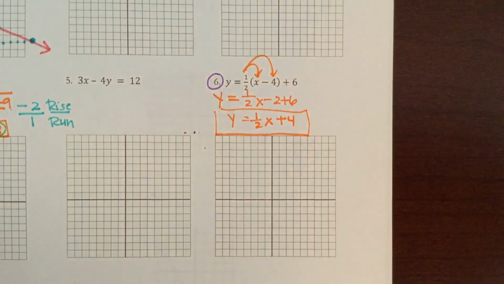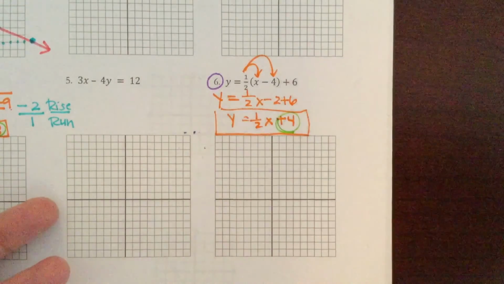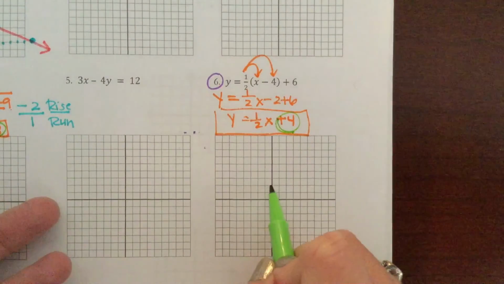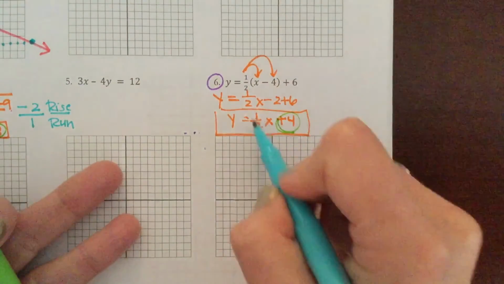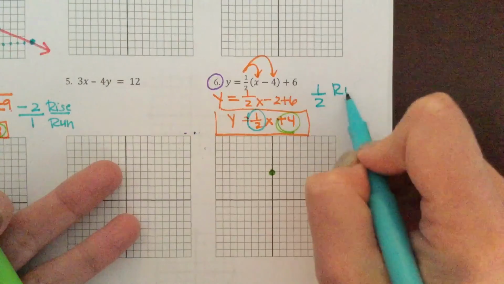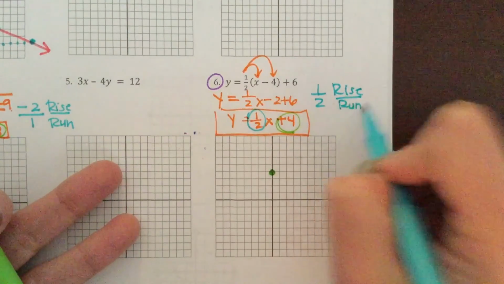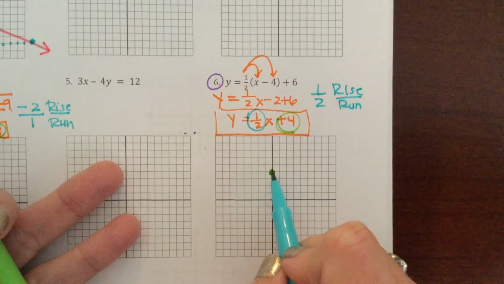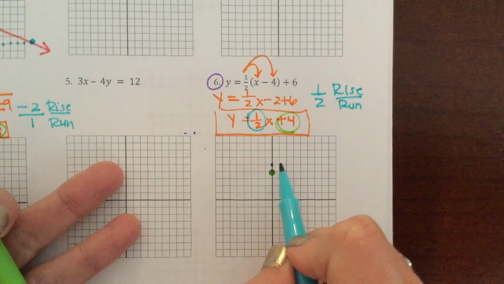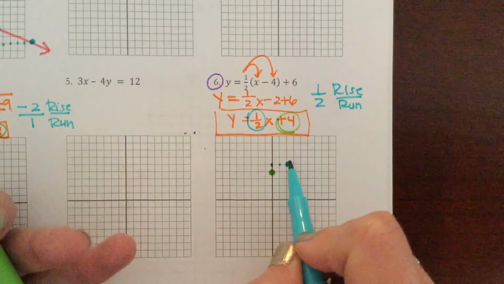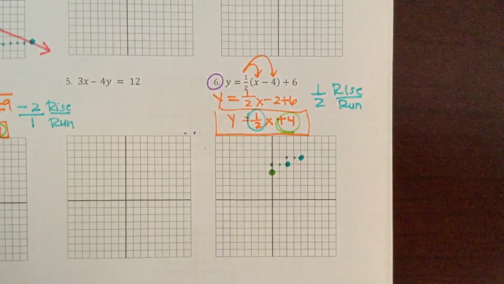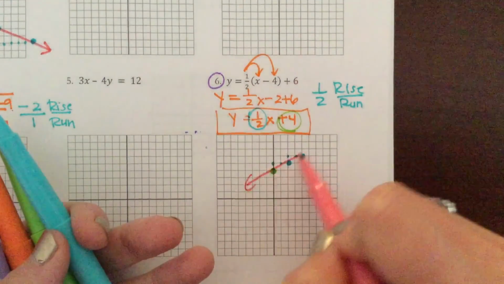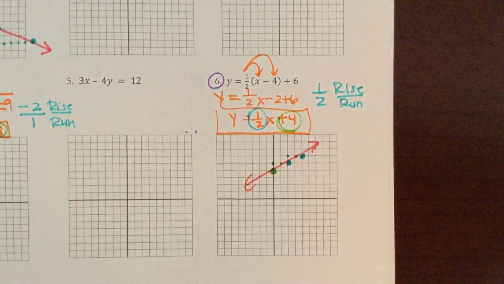We are going to begin our graph on our y-axis at 4. And we are going to move with our slope, which is 1/2. Rise over run. So from this y-intercept, we are going to rise 1 and run to the right 2. Rise 1, run to the right 2. Connect your dots, and you've graphed the line.